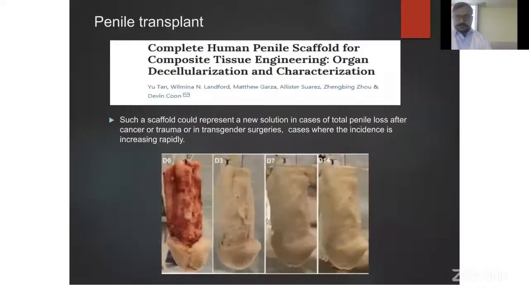This is a diagram showing a complete human penile shaft scaffold for composite tissue engineering, organ decellularization and characterization. In day 0, day 3, day 7 and day 14, the penile tissue engineered graft is used either in trauma or transgender surgery, where complete loss of the penis happens.